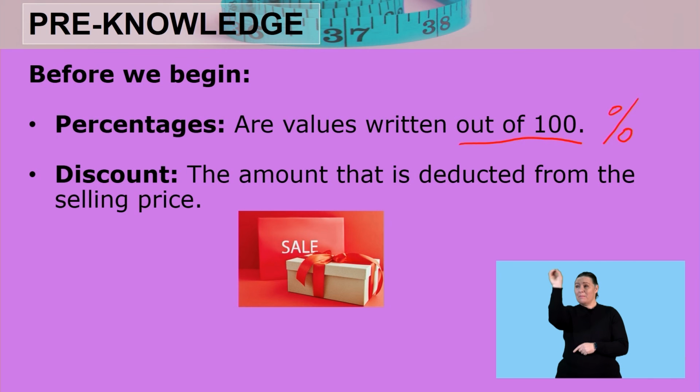Discount is the amount that is deducted, taken away from the selling price, which is a good thing. When we're shopping, sometimes you get a discount on items. If you buy a shirt, let's say you spend 500 Rand initially, but with a discount, you get 100 Rand off, 400 bucks, I think that's worth it.